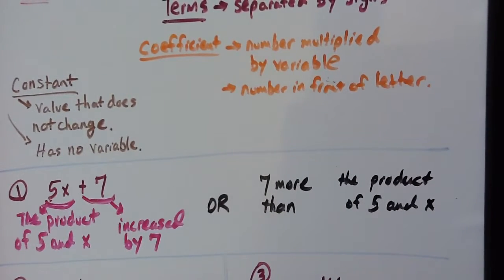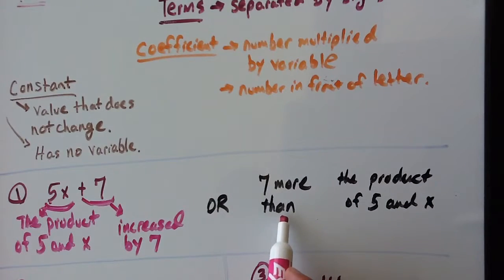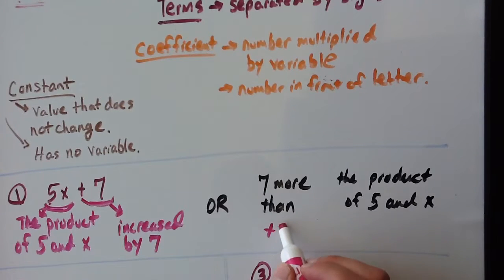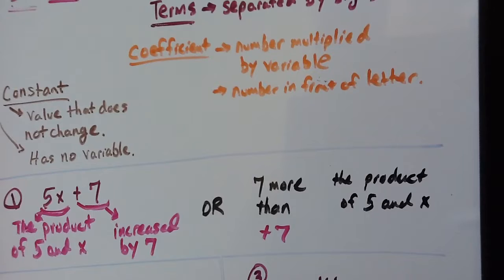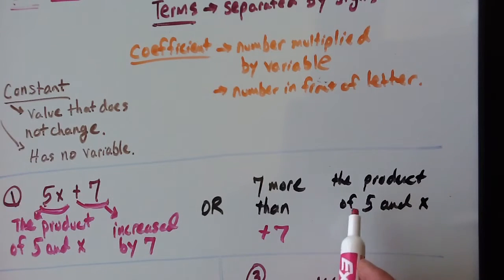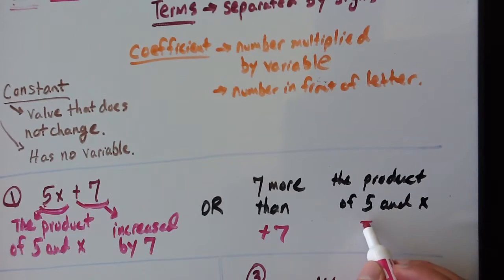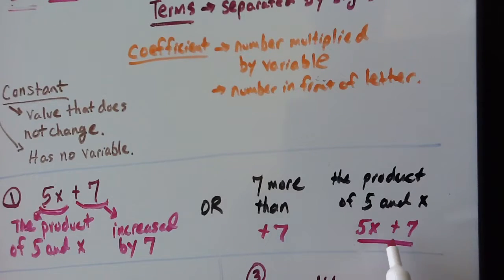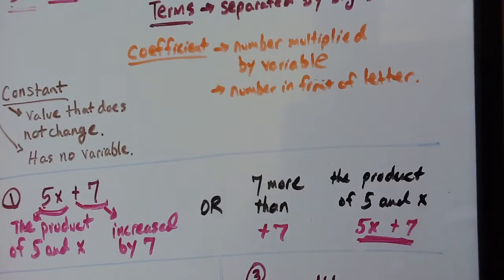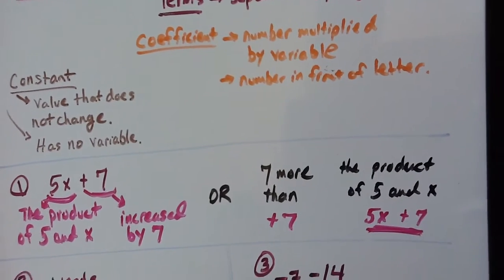You could also say something like this: 7 more than, which means we're going to add 7 to something. Well, what are we going to add 7 to? We're going to add 7 to this, the product of 5 and x, which would be 5x. Okay, so let's add 7 to this. Add 7 to that would be 5x plus 7. Okay, so this is an algebraic expression. 7 more than the product of 5 and x would be a way to use words to write that expression.